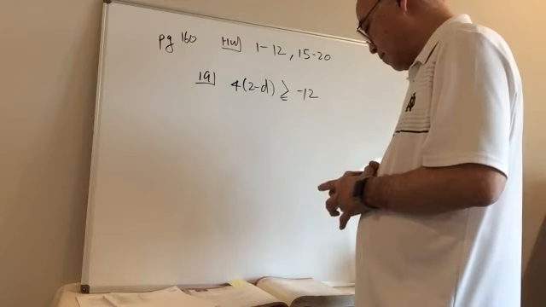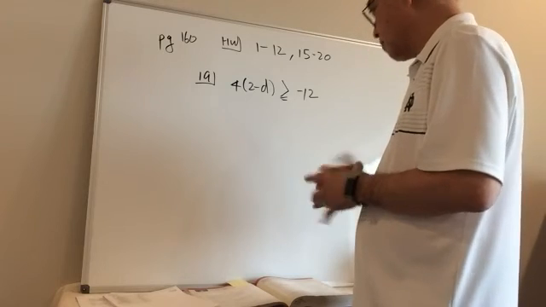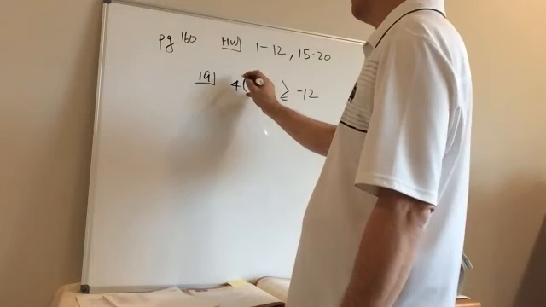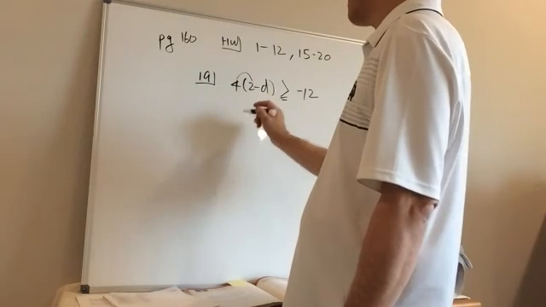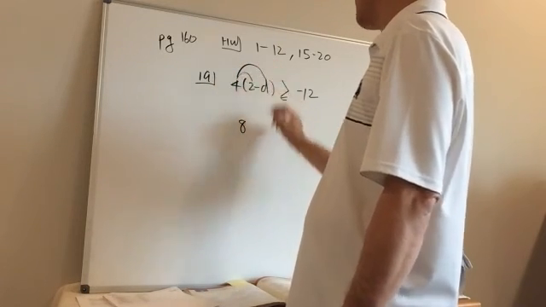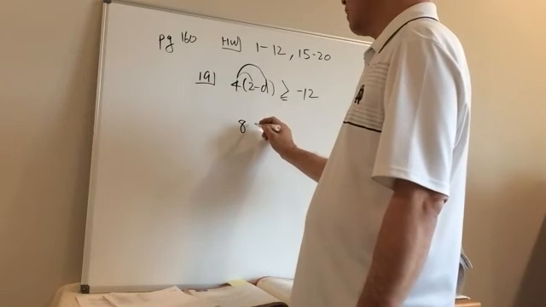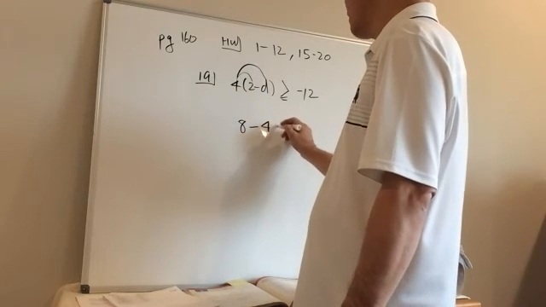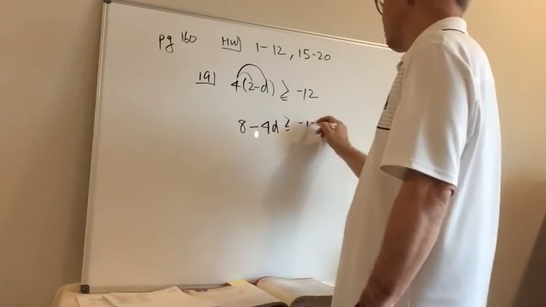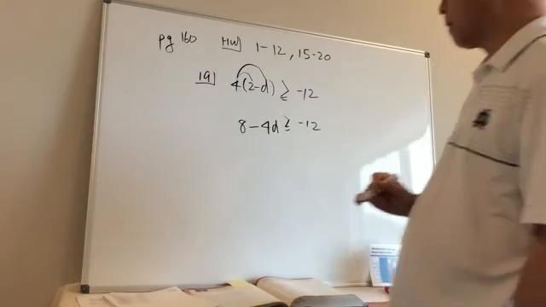Would you start by multiplying 4 by 2 and D? Correct. So you distribute the 4 out, right? 4 times 2 is 8. 4 times negative D is negative 4D. And over here, you have negative 12. So now what's the next step?